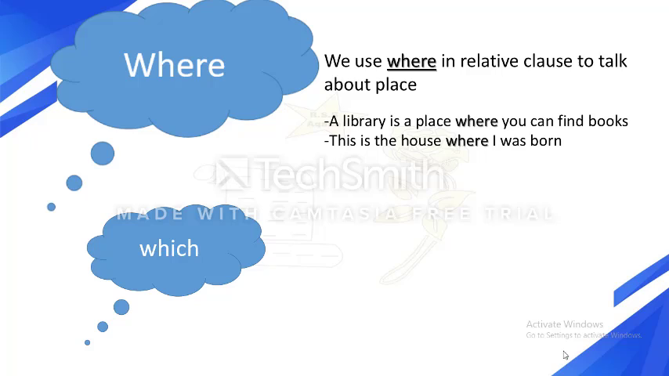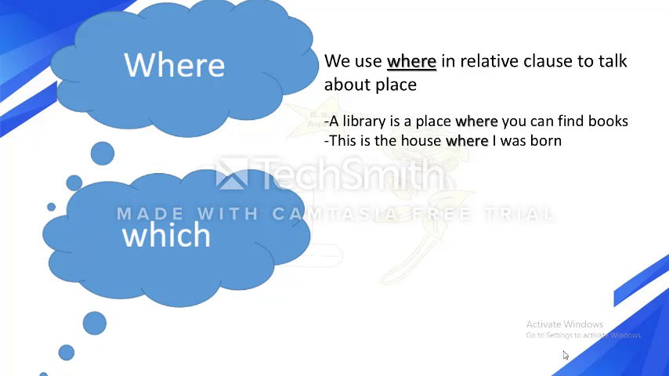Number 2, this is the house. We are talking about place here. This is the house where I was born. Good. Let's take the last relative pronoun.